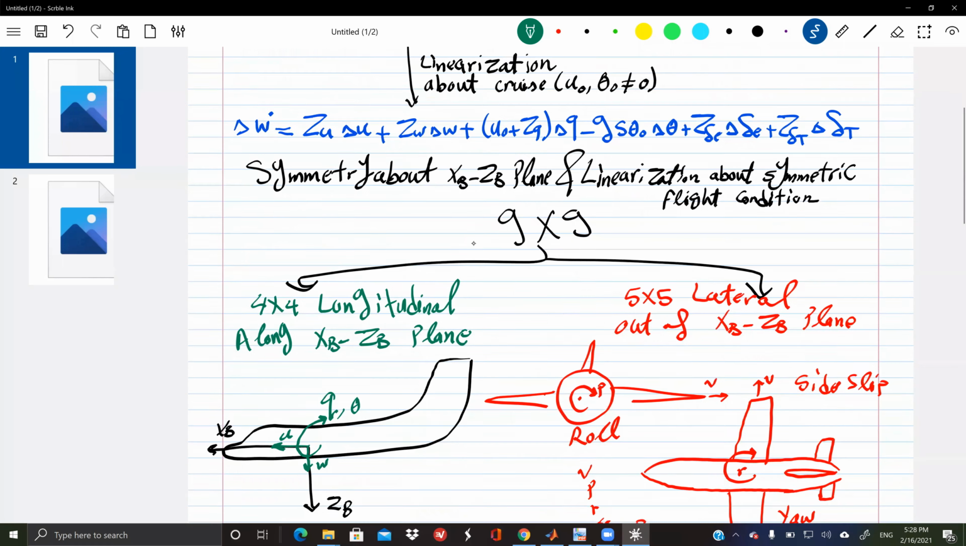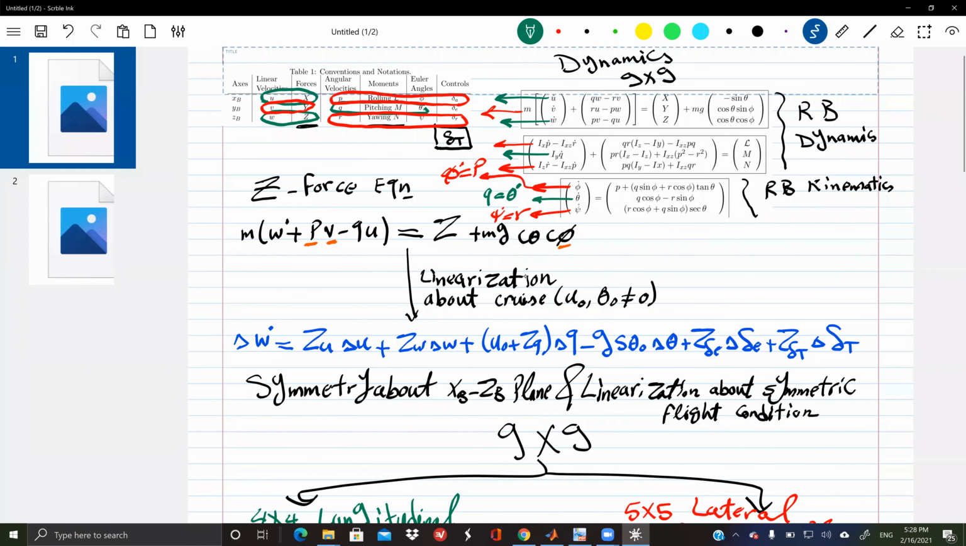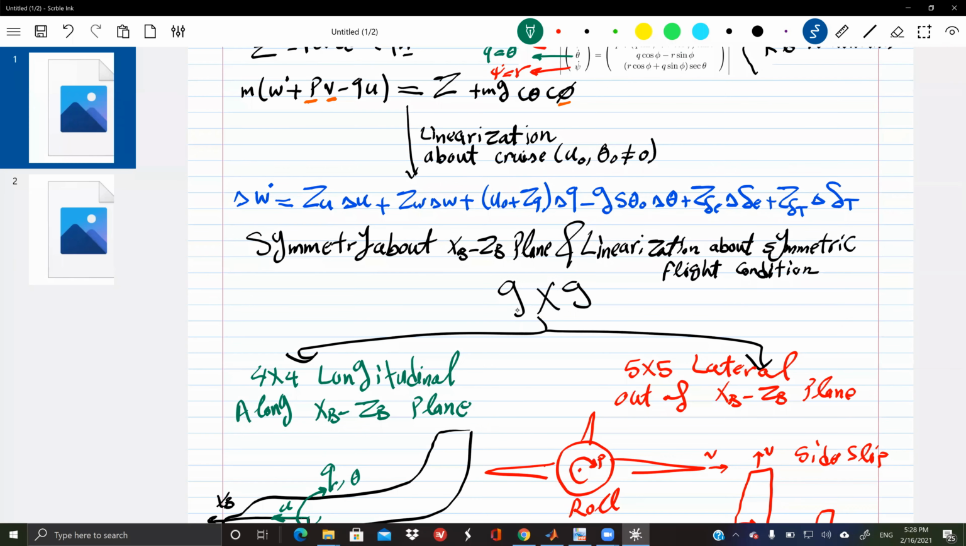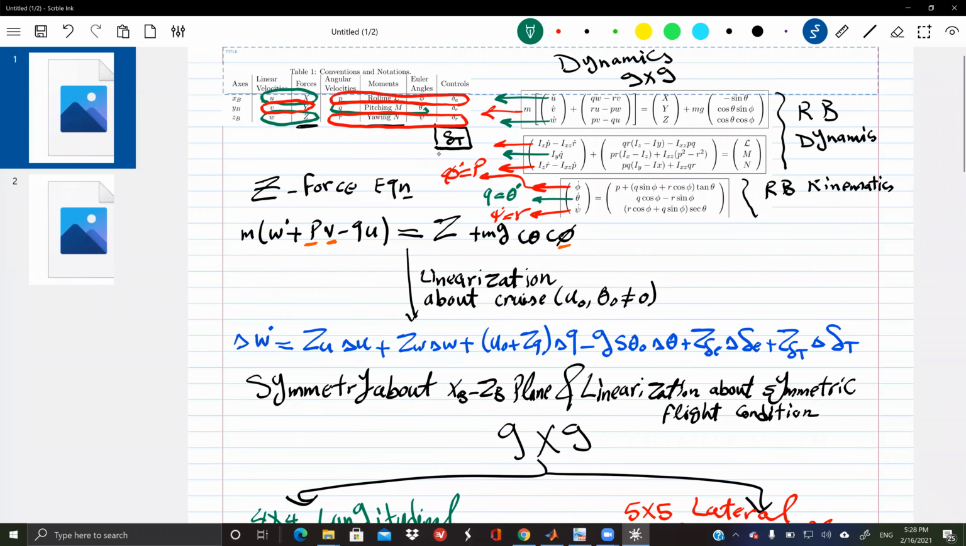So strictly speaking, this also takes us to the controls. That's fine about the 9 variables. We classified the 9 variables into 4 here and 5 there. What about the inputs? The control inputs: elevator, aileron, rudder, and thrust. Clearly, the aileron is mainly for rolling, so it will go with the rolling motion. Rudder is mainly for yaw, so it will go with the yaw motion. Elevator is mainly for pitching, so it will go with the pitching motion.